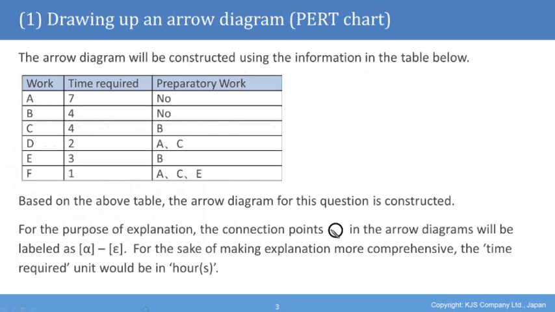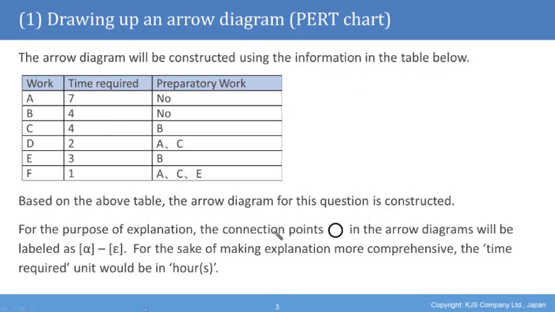In order to understand the question properly, we should see how we can draw up an arrow diagram from a table of the required works, the time that each work takes to carry out, and any kind of requirements of previous works to carry out a work. So the arrow diagram will be constructed using this information in the table below, and that's the table. Based on the above table, the arrow diagram for this question can be constructed.